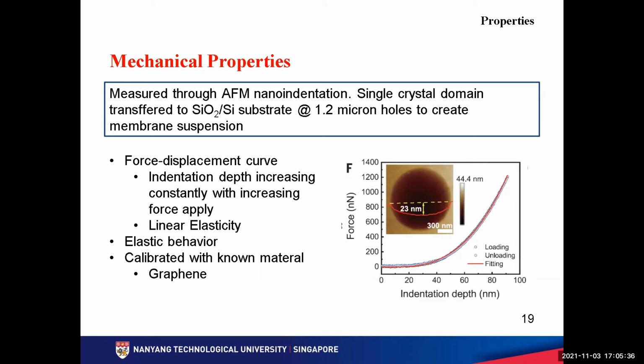Overall, mechanical property is one of the areas of interest, and it was measured via AFM nanoindentation. To do it, a single crystal domain was transferred to a silicon substrate with a hole around 1,200 nanometers, indicated by the yellow dotted line. As the force increases, the indentation depth increases constantly. This shows that it possesses elastic behavior, which is derived from the linear elasticity curve.